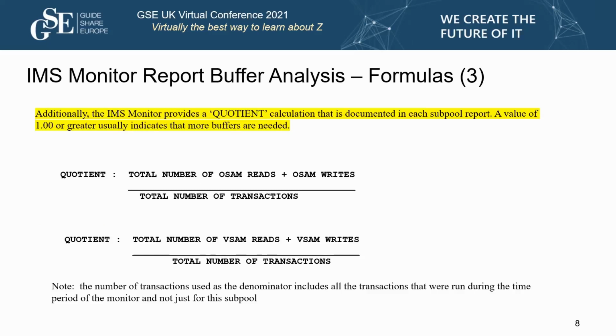The next formula is a quotient that is printed at the bottom of each sample report. A number approaching 1 or greater than 1 is an indicator that more buffers are needed. Note, however, on this visual that the denominator in both cases of total transactions reflects the total number of transactions that were executed during the monitored period and not the number of transactions that specifically use a subpool. So you can gauge how valuable this particular number is depending upon how much this subpool is actually used.